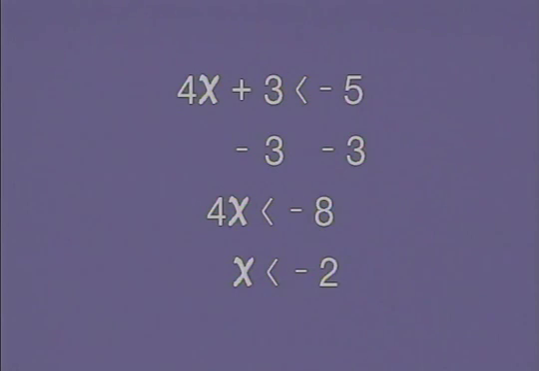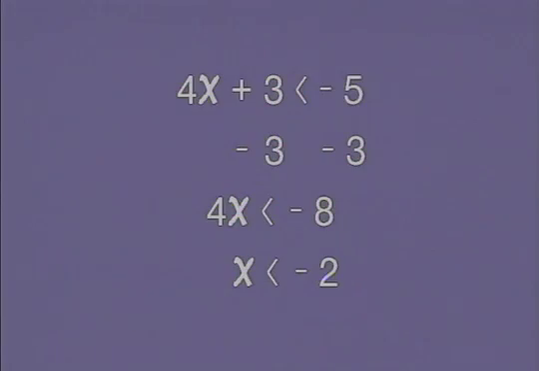That is, we subtracted 3 from both sides. Why? Because we wanted to isolate the variable expression 4x. We didn't want to know what 4x was less than. We wanted to know what x was less than. So we divided both sides by 4. X is less than negative 2.